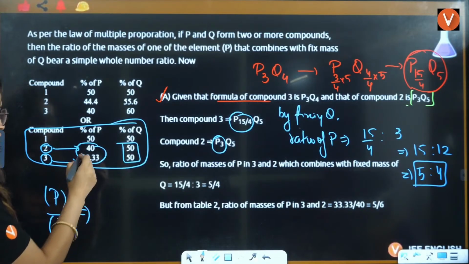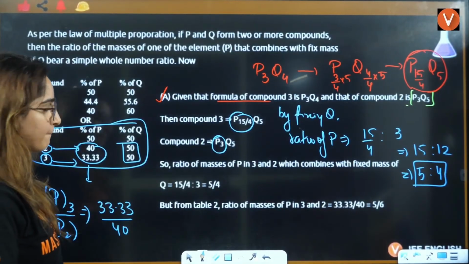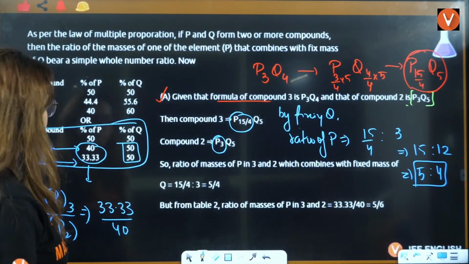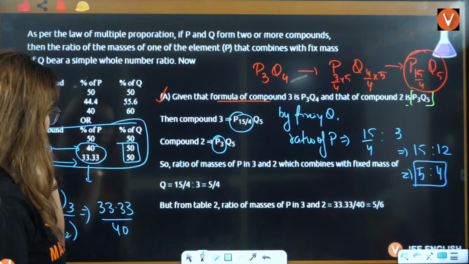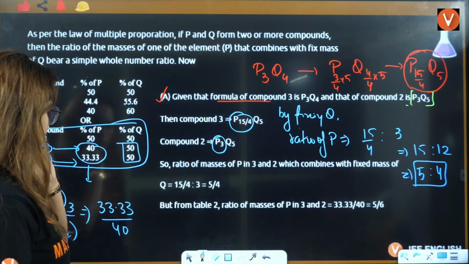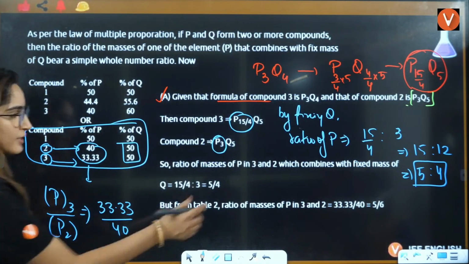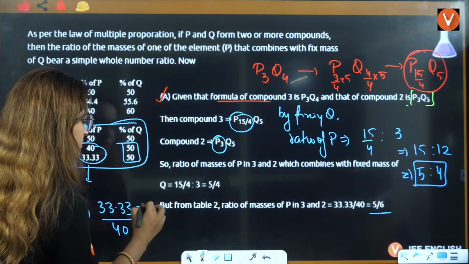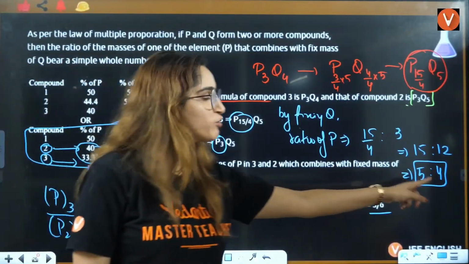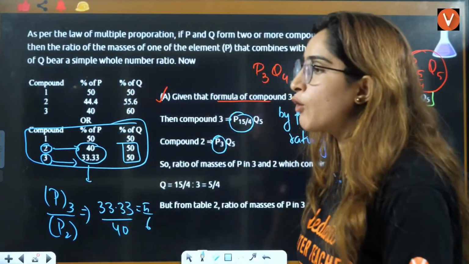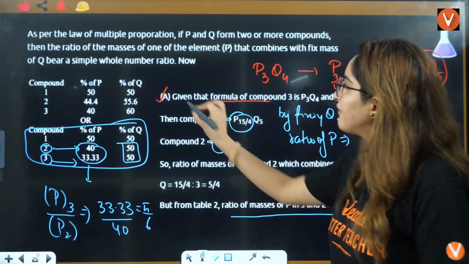So P of 3 is nothing but 33.33. This is nothing but 40. 15 by 4. 5 by 4, right? That is not going to be the same. It is not at all coming out to be the same. It is coming out to be 5 by 6. You can see this also: this is a smaller value by bigger, this is bigger value by smaller. This is not at all coming out to be the same. So that's where this statement is not verified. A will be the incorrect option.